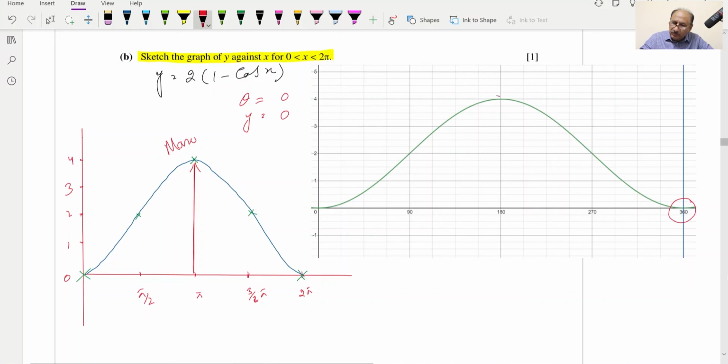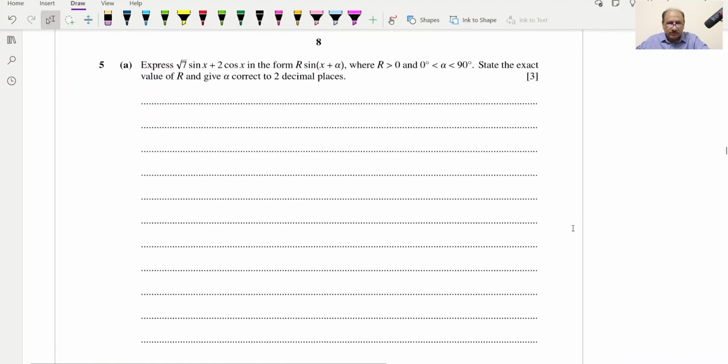This is the maximum point, which is pi and 180, pi and 4, or 180 and 4, and this will be the 0 point. And you can check from here, this is 90, and this is 2 and 270 also, 2 values. So this is the perfect curve I have shown you, so that you can understand properly. Hopefully it's helpful. Now we can move to question number 5.